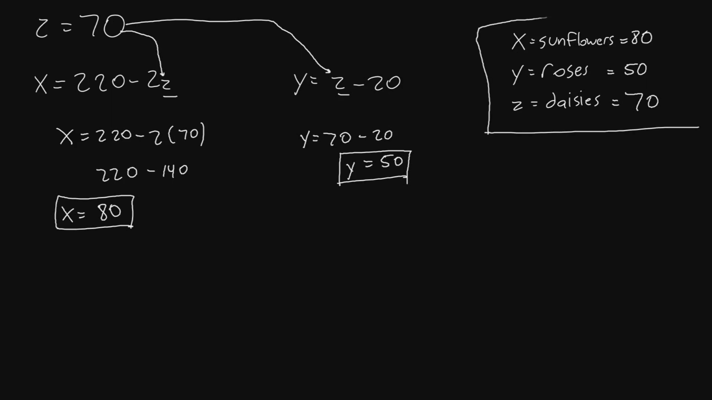And that is how you find all three variables. We have solved a system of equations to find all three answers to sunflowers, roses, and daisies.